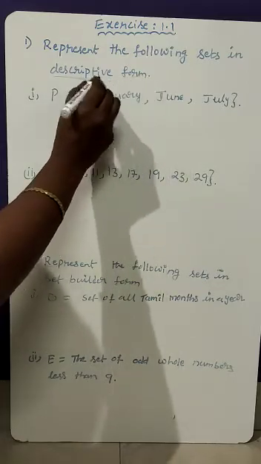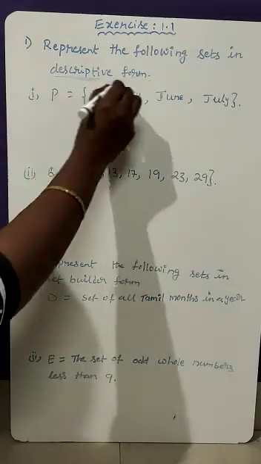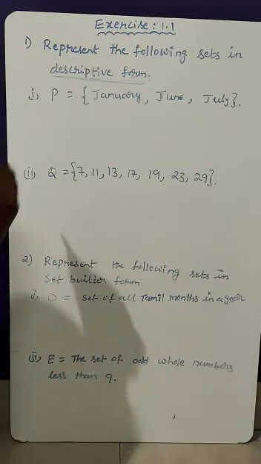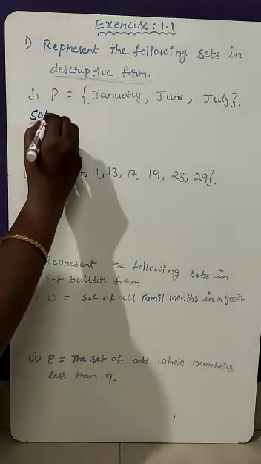So first, you have to change the descriptive form. Descriptive form means, first you have to recall the definition. What is the descriptive form? A set is described in words. So that is the descriptive form. So how do we write this answer?